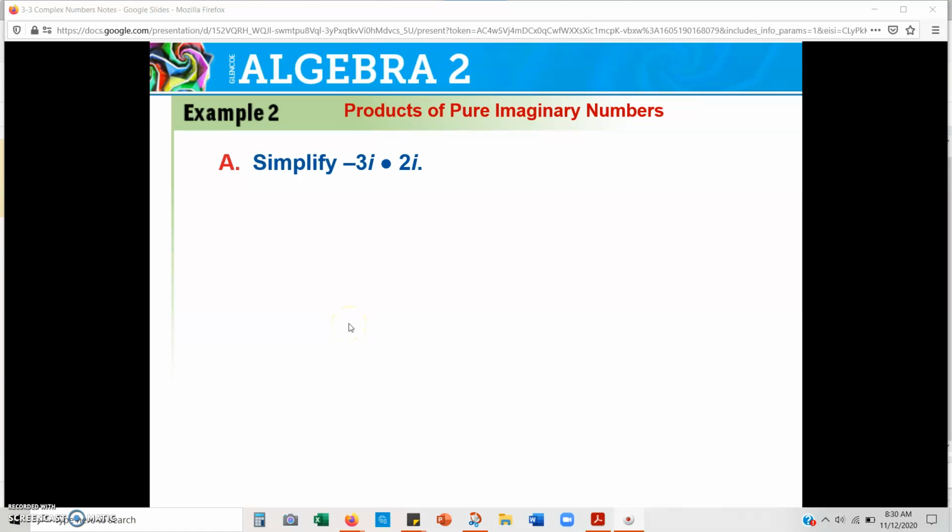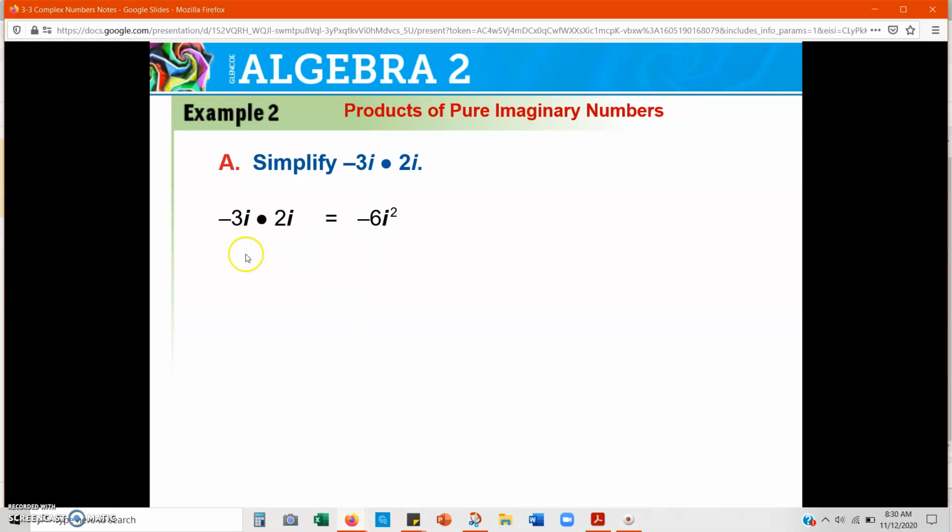Okay, welcome to example 2 for section 3.3 complex numbers. We're going to be talking about products of pure imaginary numbers. So multiplying pure imaginary numbers, ones that have like a number and i in it, no plain old real part with them. So you're going to see things like this, negative 3i times i. As we solve, you'll see that it's negative 6i squared.